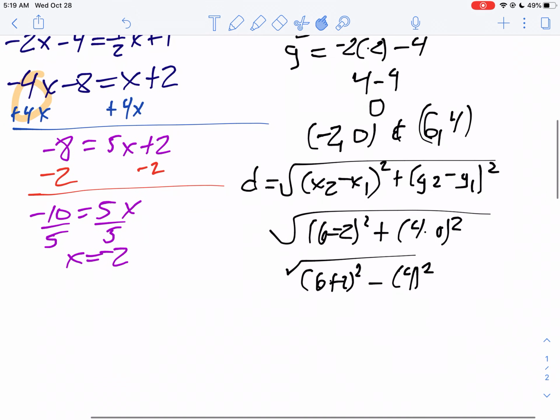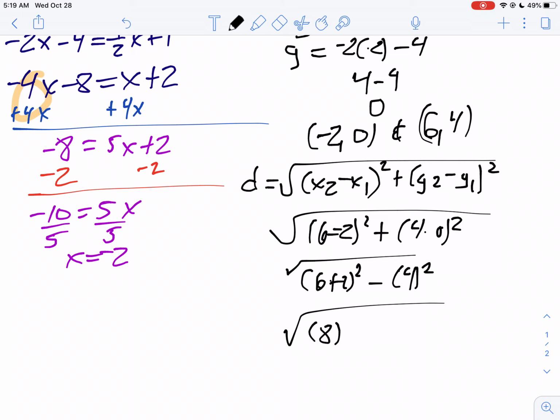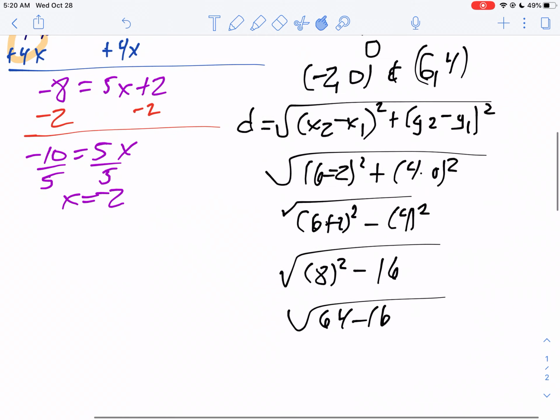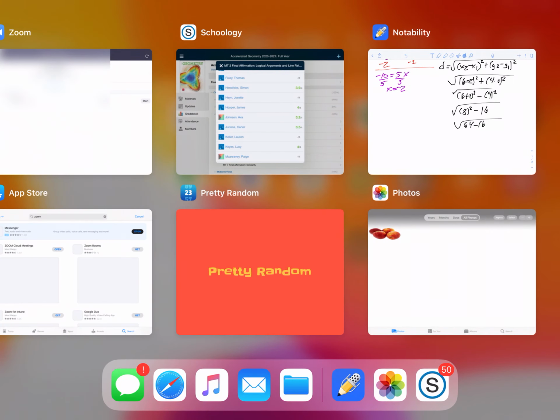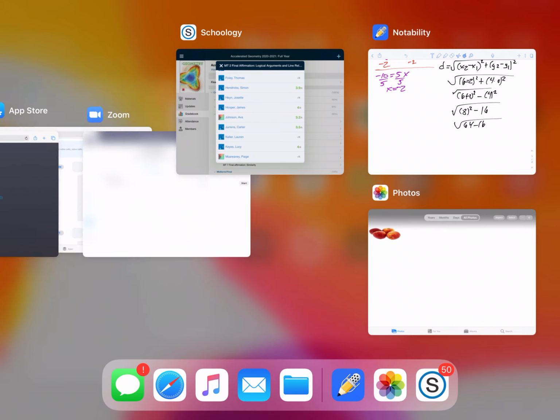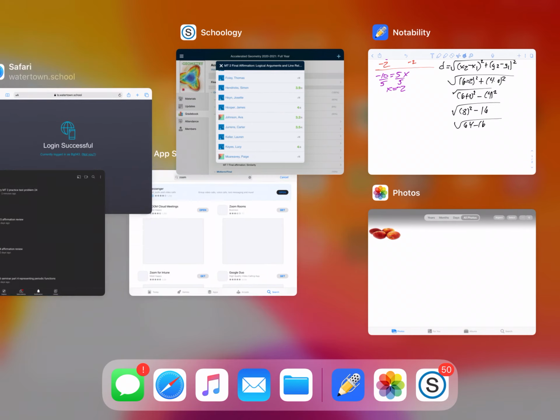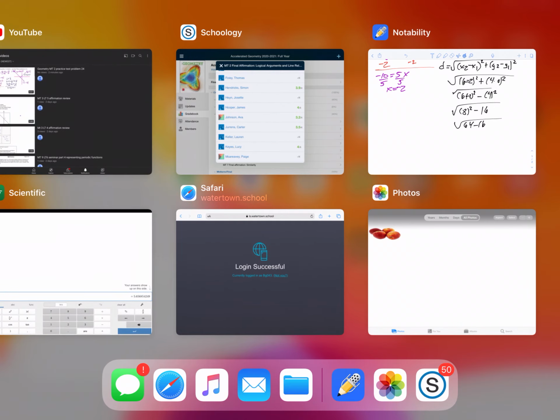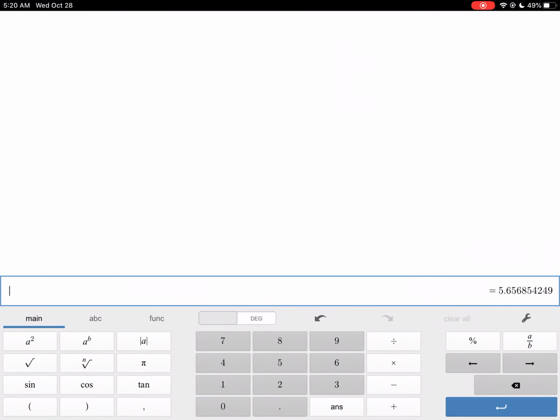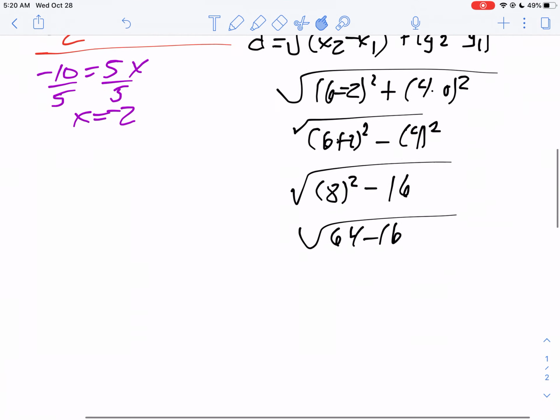6 plus 2 is 8. So we get 8 squared plus, what's 4 squared? Well, 4 squared is 16. So we get 64 plus 16. What is 64 plus 16? I think we'll use a calculator on that just to be on the safe side. There we go. So we get 80, so we get the square root of 80.